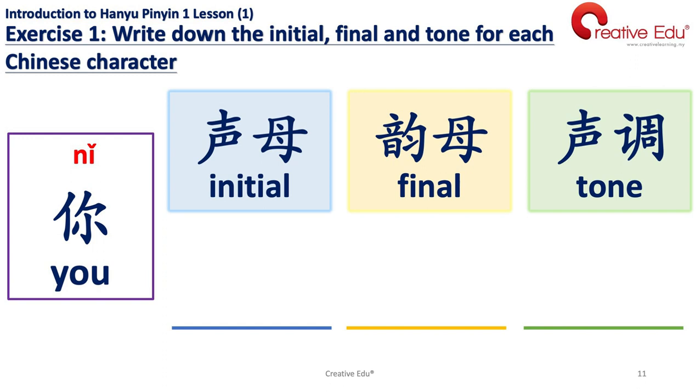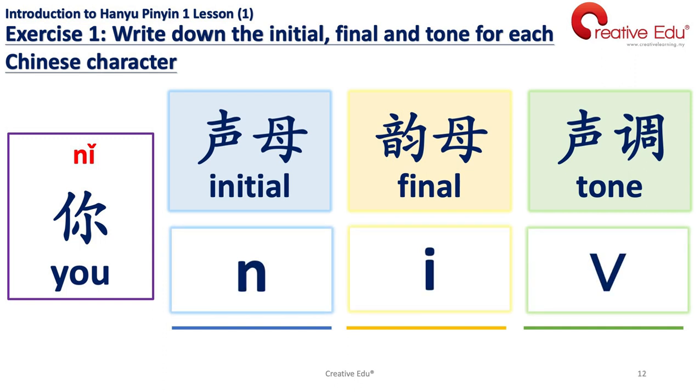Number 2, 你. N, I, third tone, 你, you. Answer, the initial, 声母 for 你 is N. 韵母, final, is I, and the 声调, tone, is third tone. N, I, third tone, 你, you.